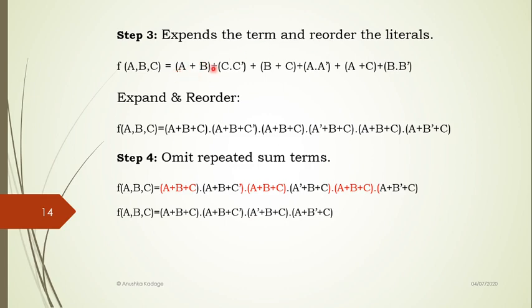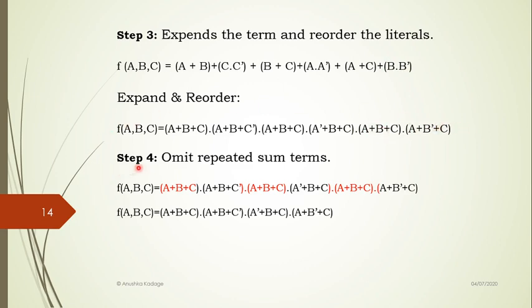So here this A plus B will be distributed on this C ANDed with C dash. So the first term will be A plus B plus C. Then this ANDing will be present. Then this ORing will get distributed on C dash. Similarly here, this B plus C will be distributed on A. So it is reordered and written as A plus B plus C. Here it is A dash plus B plus C. Similarly here A plus B will be distributed over B and B dash, and reordering of the literals will happen.